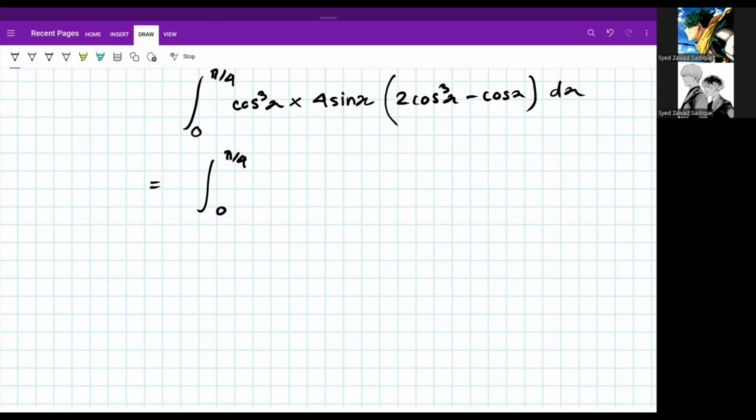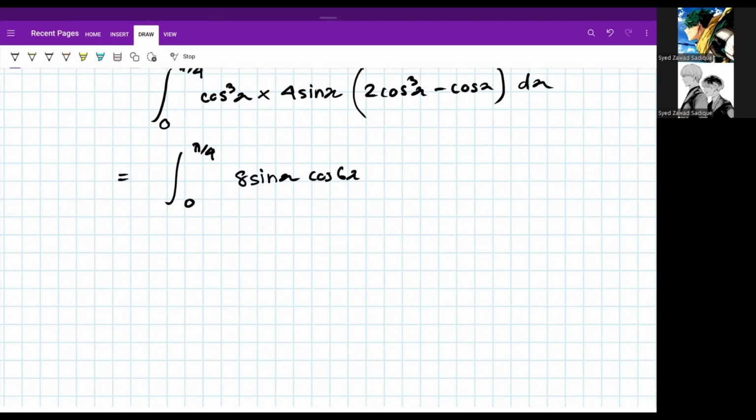We can just say this is 8. If we multiply everything together, we'll get 8 sine x cos to the power 6x minus 4 sine x cos to the power 4x dx.